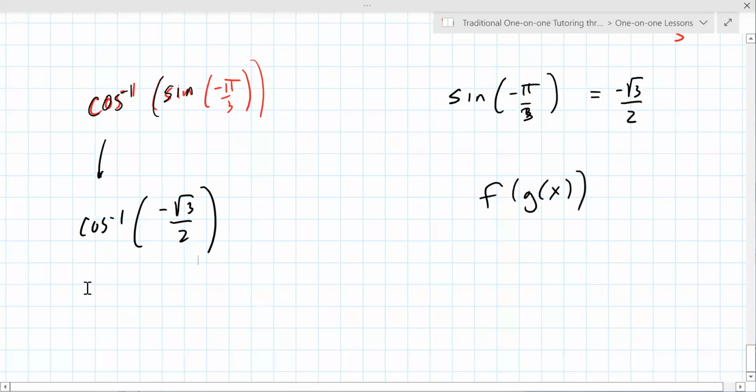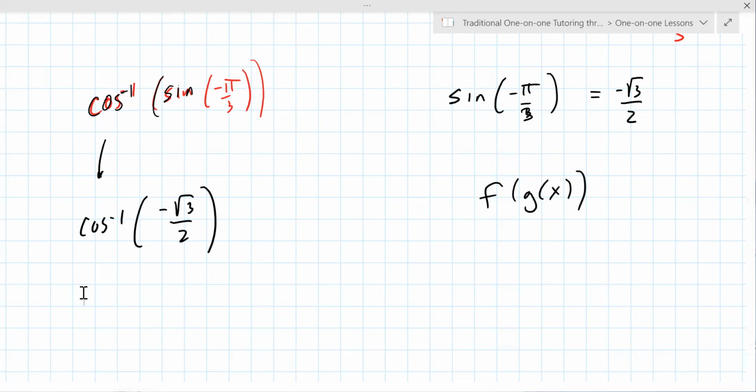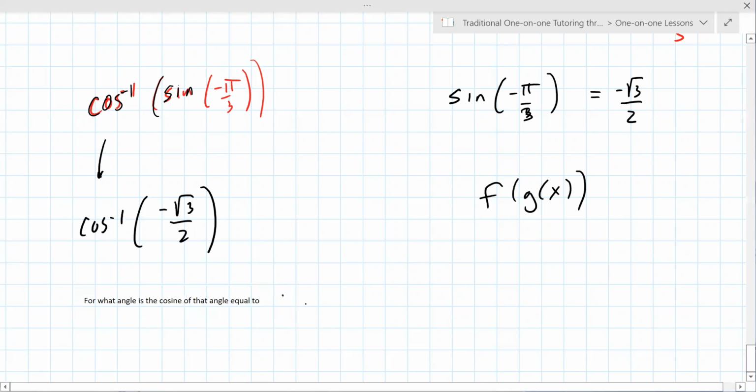Now I'm gonna type this next part. To answer this, you're answering the following question. It's kind of like a Jeopardy-ish type thing. It says, for what angle is the cosine of that angle equal to minus root 3 over 2? So you're essentially trying to solve cosine of what angle equals minus root 3 over 2. So the answer is an angle. I want you to go to your unit circle and tell me all the places where the x value, because cosine is the x value, is minus root 3 over 2.